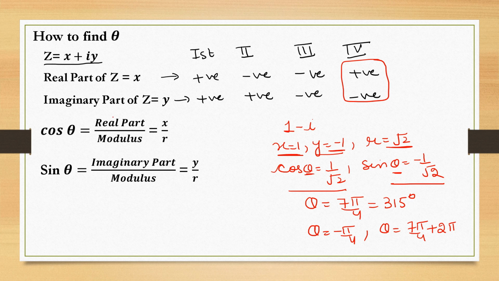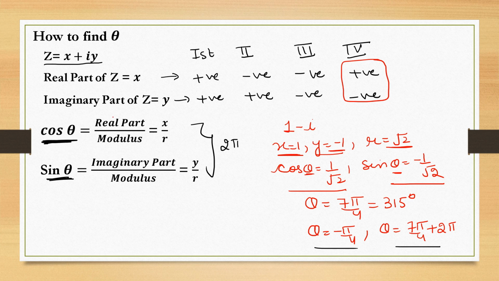Why so? Because we know cos theta and sin theta both are periodic functions with period 2 pi. So the values of cos and sin repeat after 2 pi. That's why we may have multiple answers for theta. To overcome this problem, we have the concept of principal value, which we will learn in the next slide.